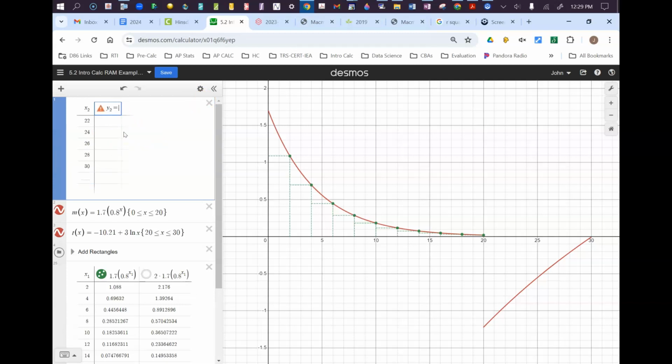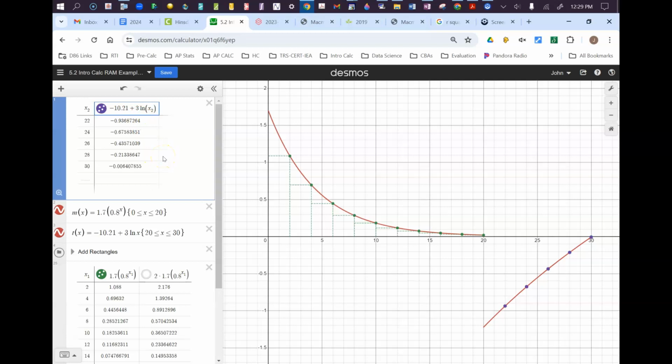and my y2 is going to be equal to the function, which is t of x, so negative 10.21 plus 3 times the natural log of x2 is what I need to call that. And I actually don't want to type in an equation. I just want to type in an expression, and that should, got to change that to an ln, and there we go.